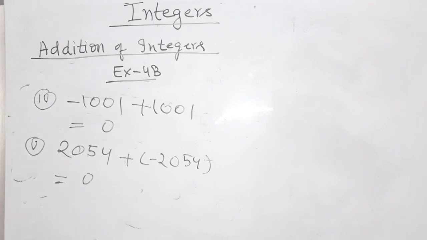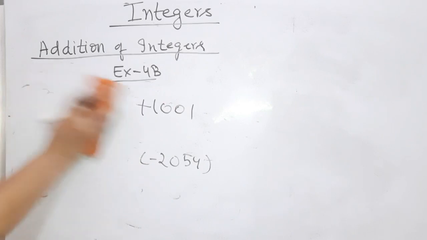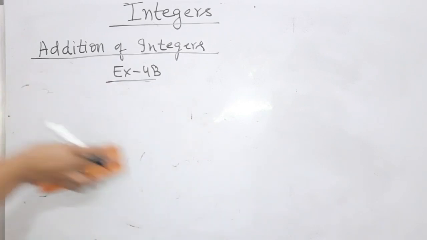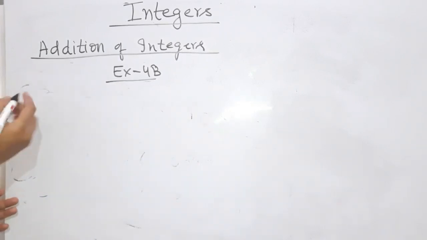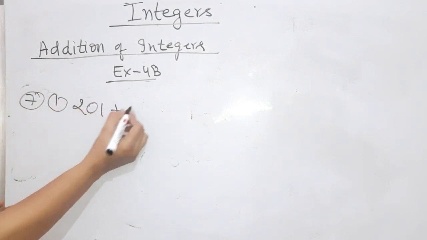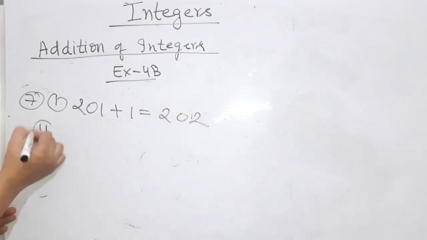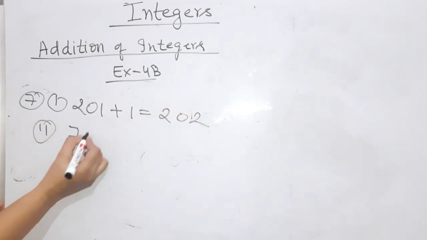Now which question is left? Question number 7, question number 8. Write the successor of each of the following. तो ये तो आप खुद से ही कर सकते हैं. You can do it on your own, but I am solving it in the video. Question number 7. First option is 201. Successor means just add 1 to it. So it is 202.